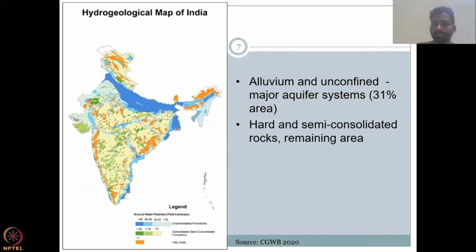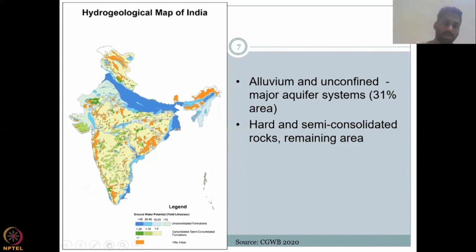So moving on, the hard rock areas are mostly in the central region, along with semi-consolidated rocks. The rocks are hard and slightly weathered, not fully weathered. Those two constitute the major portion of the Indian aquifer system. So now if you look at this, is it very sustainable? Someone can ask me, is it sustainable to use so much water in a year if the major groundwater aquifer systems are hard rock and semi-consolidated? The answer is a simple no, right?